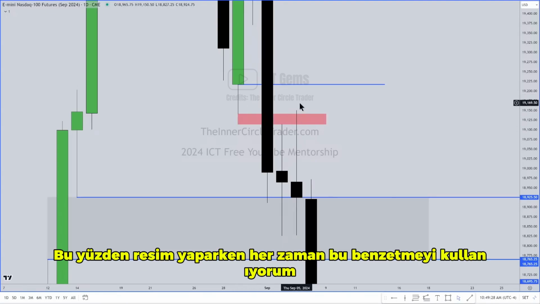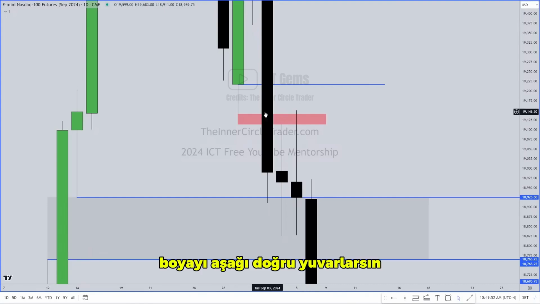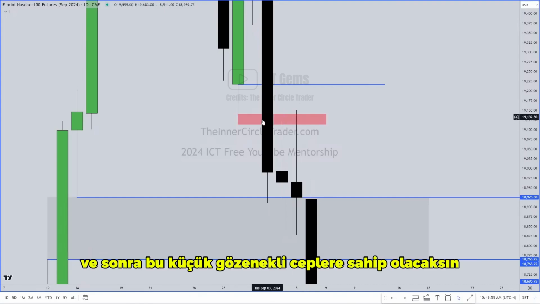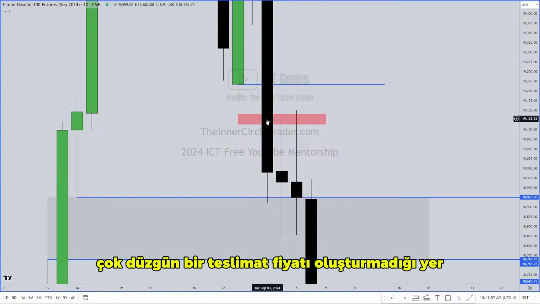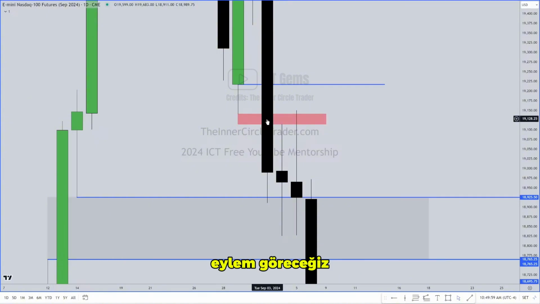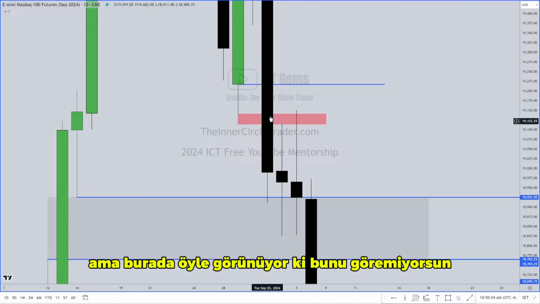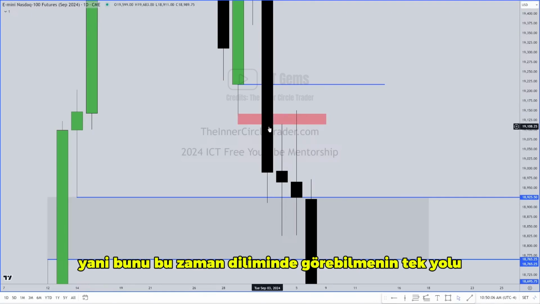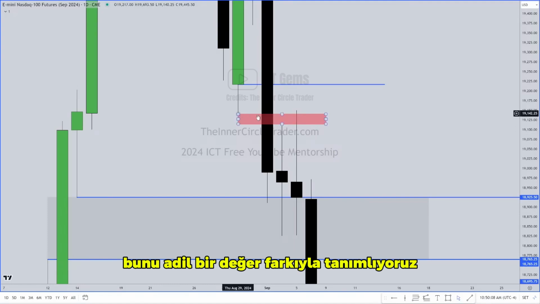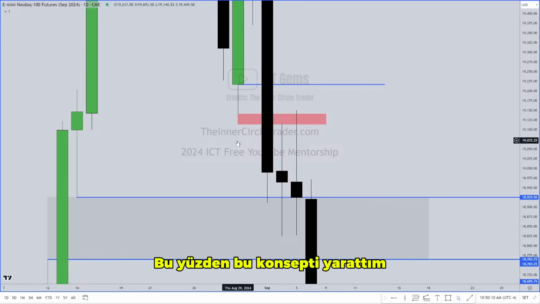That's why I use the analogy all the time, painting. You roll the paint down, and then you're going to have these little porous pockets where it didn't create a very smooth delivery of price action. We'll see that when we drop back down to lower time frames. But here you can't see that. So the only way you can see it on this time frame is by defining it with a fair value gap, which is why I created that concept.